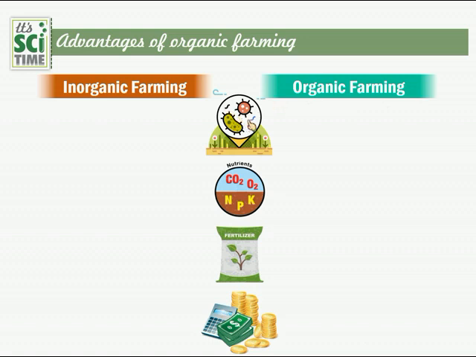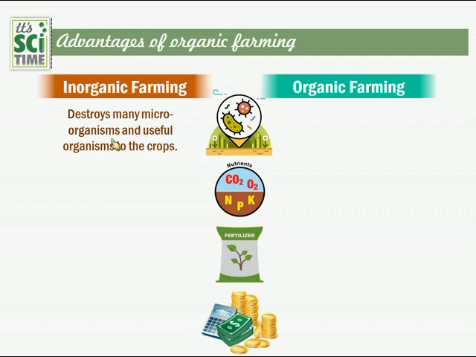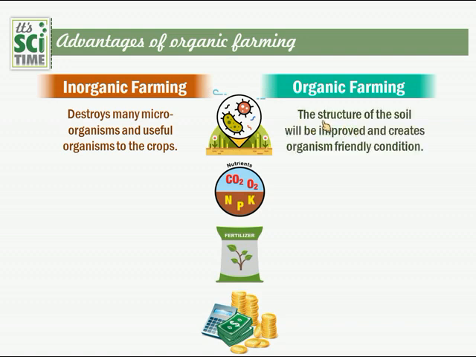The soil organisms. The first fact, inorganic farming destroys many microorganisms and organisms useful to the crops, because as we use artificial fertilizers and also agrochemicals, the organisms which are useful to the crops are destroyed. But in organic farming, that's different. The structure of soil will be improved and create organism friendly conditions. In soil, natural organisms like bacteria, fungi can naturally grow.